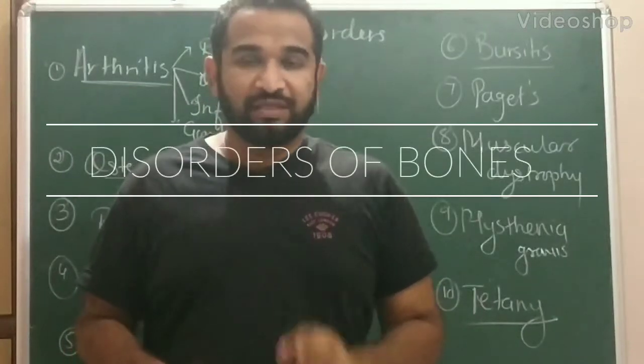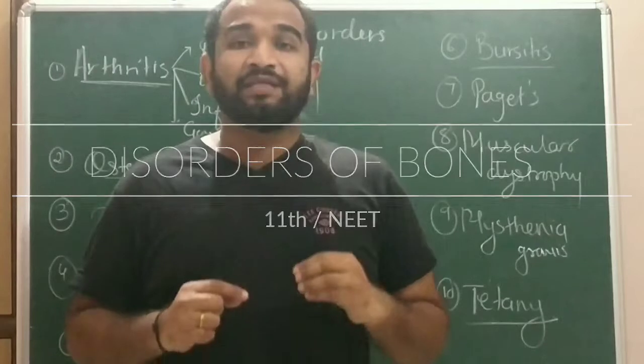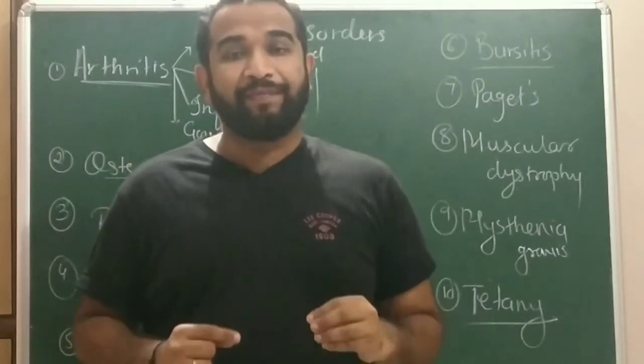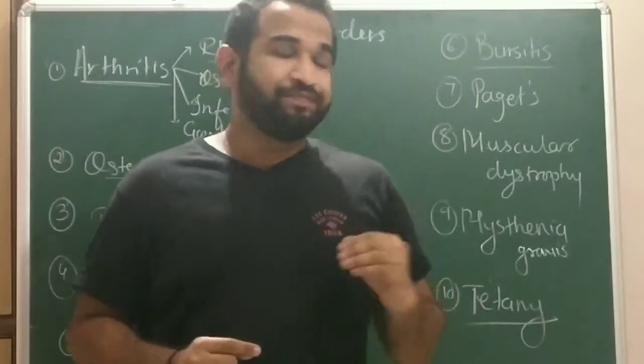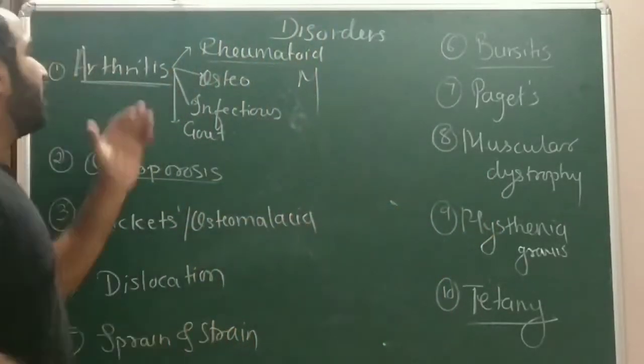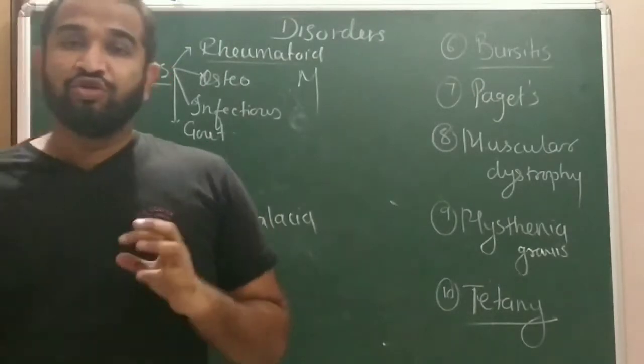Disorders of the skeleton system. So we have studied the whole skeleton system in detail. This is the last section of this chapter, that is locomotion and movement. Let's start with the first disorder, that is called arthritis. Arthritis is the inflammation of joints.